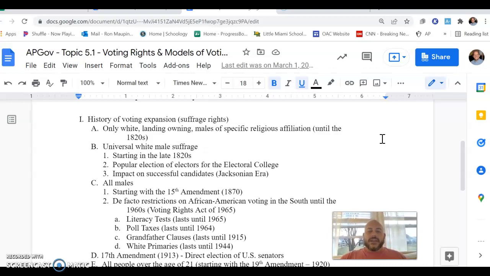And so this is going to be continuing on up until about World War I. So a pretty insidious way to keep black Americans from voting. You also had the use of white primaries.